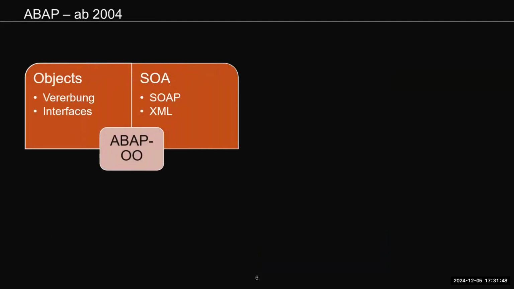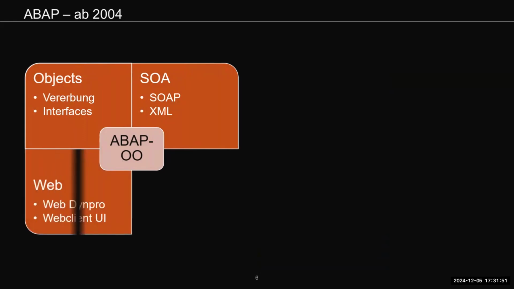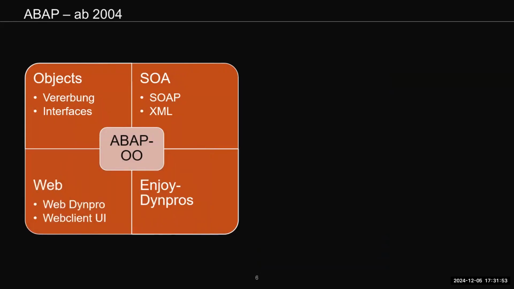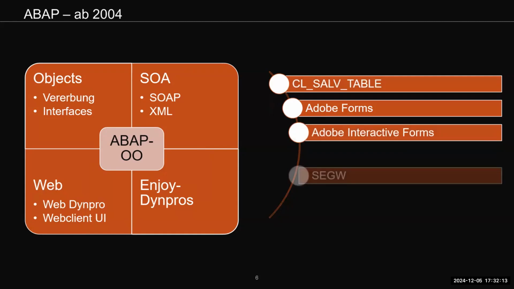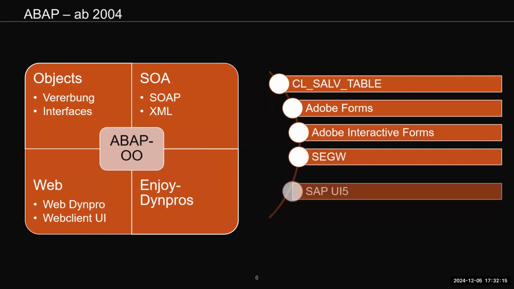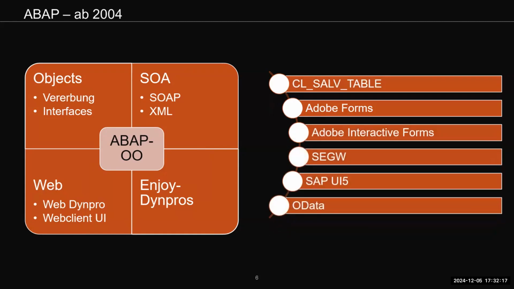And then in a later step, all the newer ABAP stuff came with the first movings to the web, like Web Dynpro, Web Client UI, and service-oriented architecture with SOAP, XML, inheritance, interfaces. All the object-oriented programming model stuff had to be learned by the ABAP developer with all the commonly known technologies that were offered at this time.